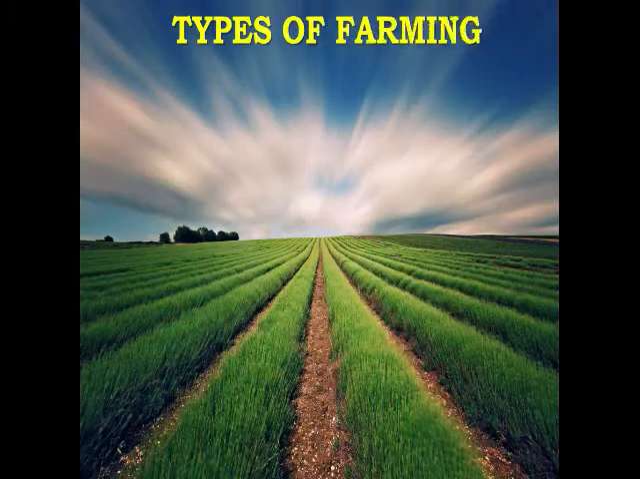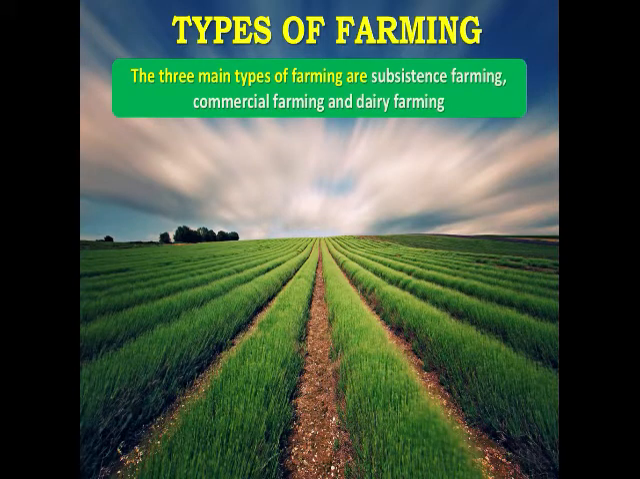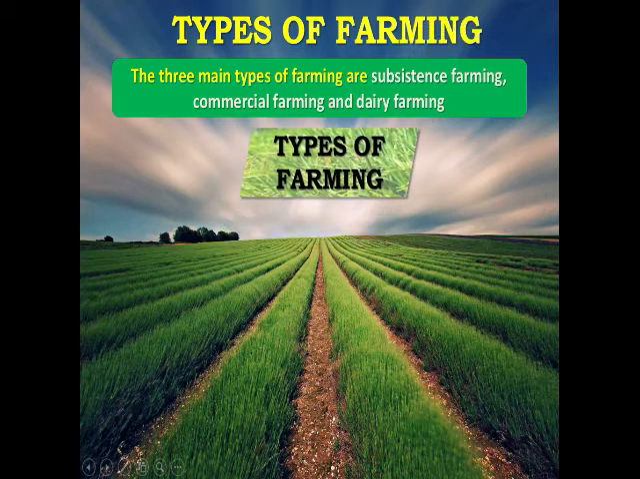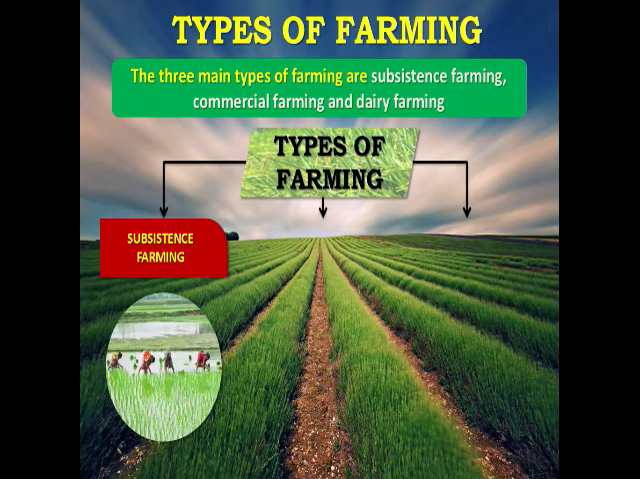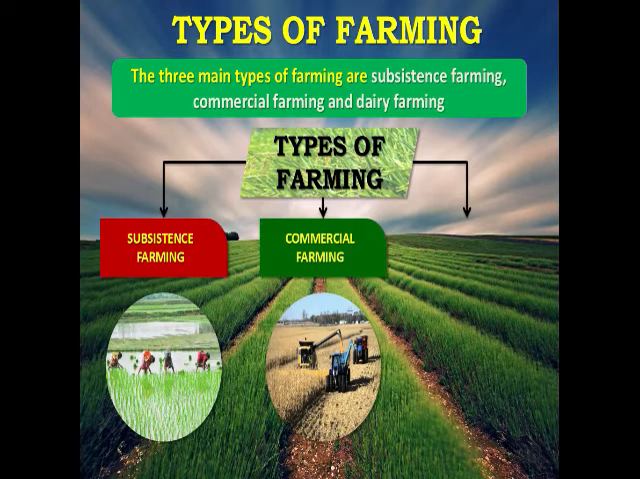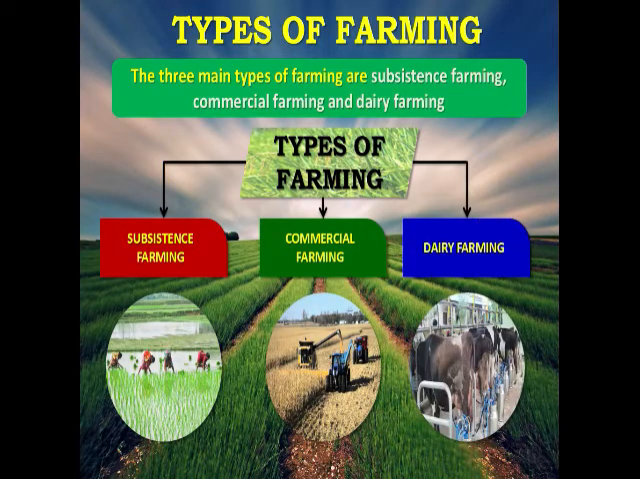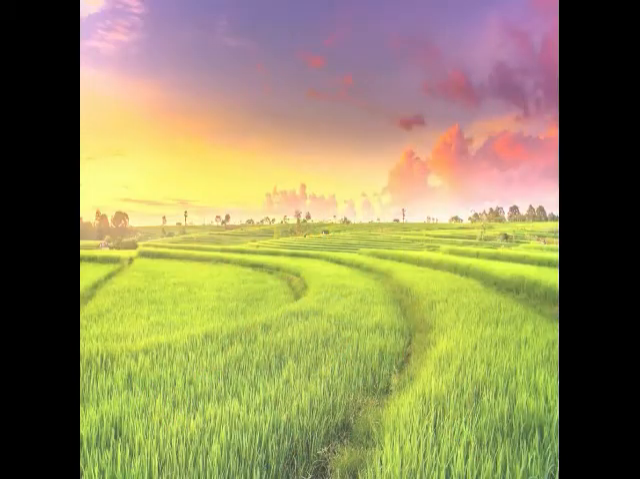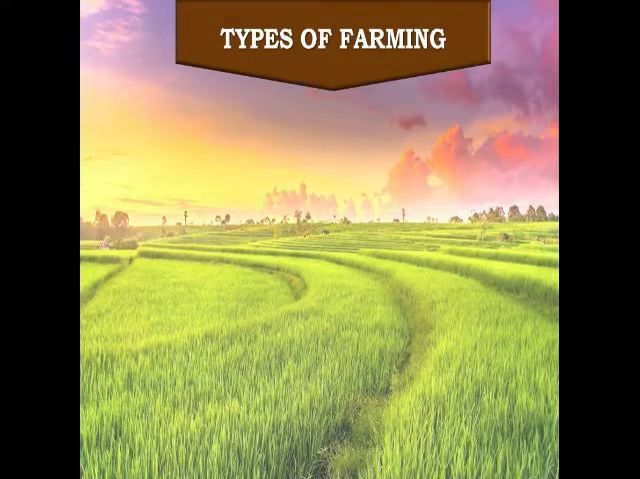And next we're going to see the types of farming. The three main types of farming are subsistence farming, commercial farming and dairy farming. So there are three types of farming. Let's see each topic, that means the types of farming.